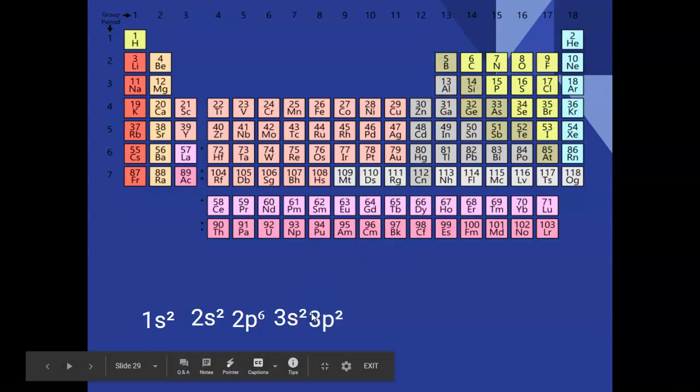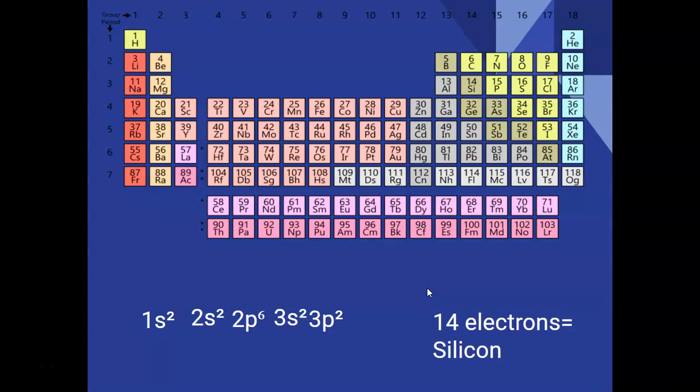And again, I'm going to be able to check that by adding them up. So 2 plus 2 is 4, plus 6 is 10, plus 2 is 12, plus 2 is 14, and then 14 equals the atomic number. So 14 electrons equals the atomic number. I am correct. I'm in the right configuration.